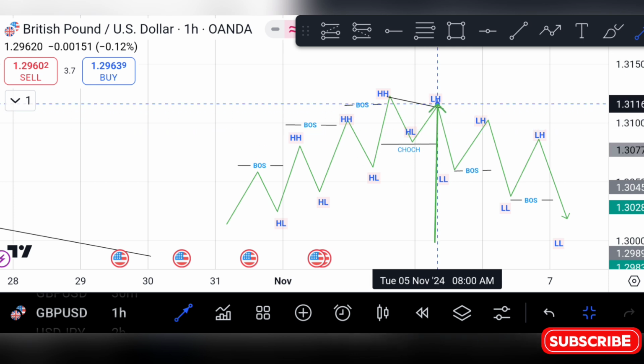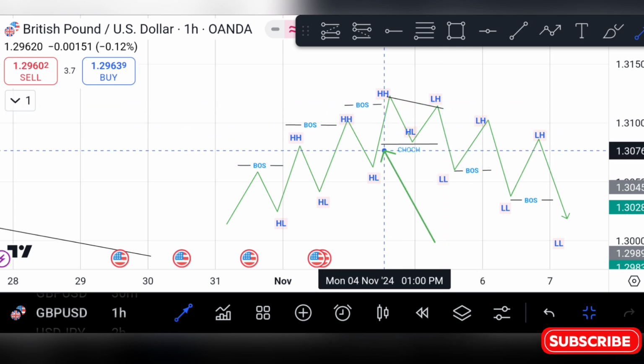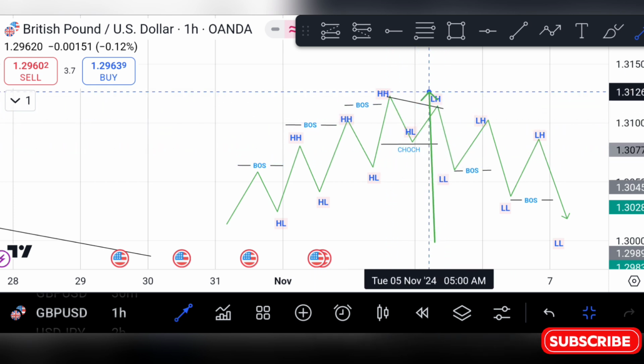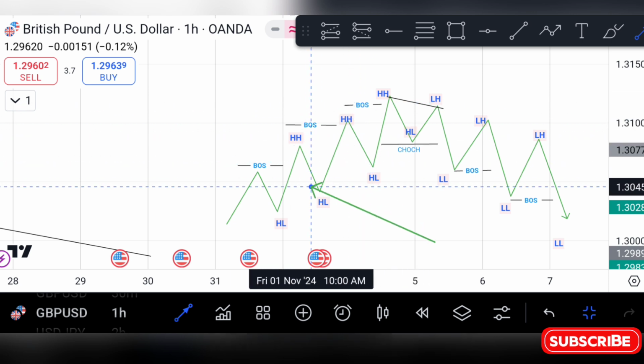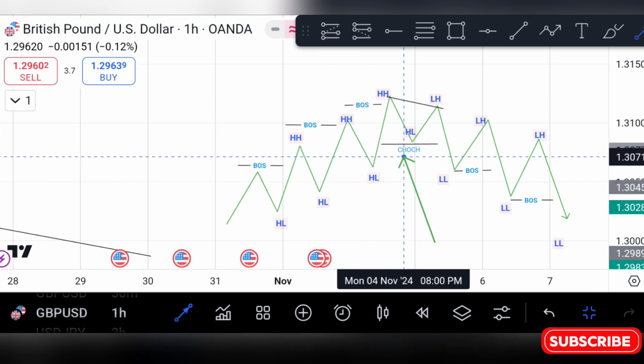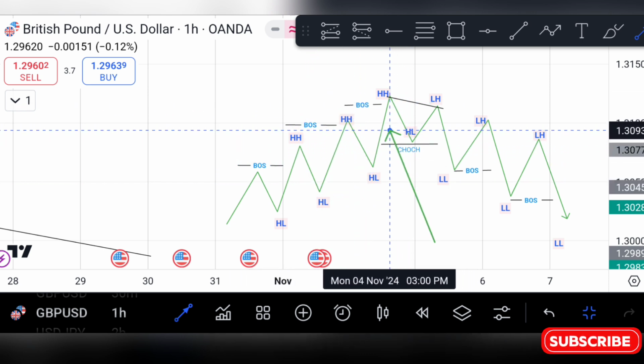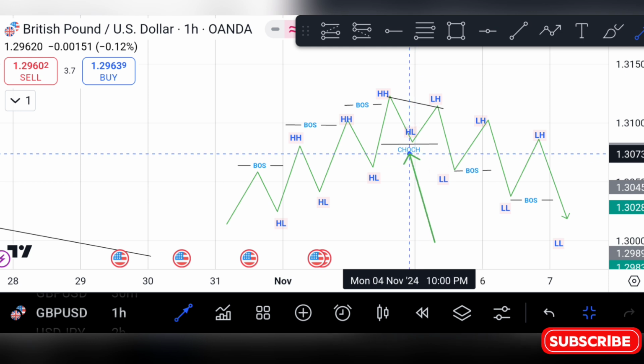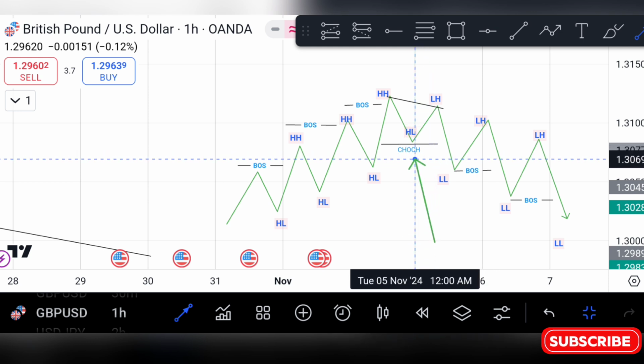Anytime price breaks a low, that's where we are saying there is a change of character. Okay, the price action trend is about to change. You can see price pushed down, changed character by breaking the low here. Okay, so anytime price breaks a low in the market, we are expecting a trend reversal. Put this in your mind.